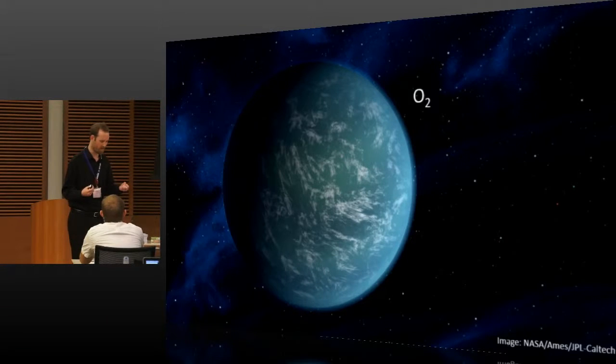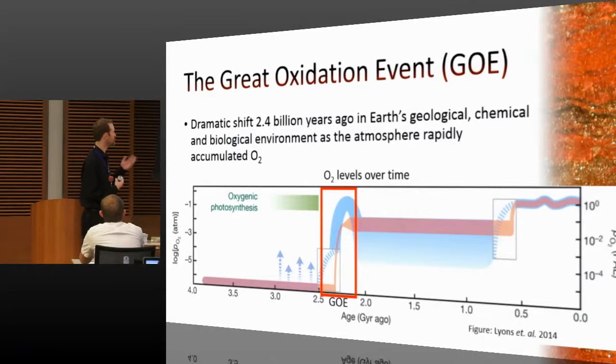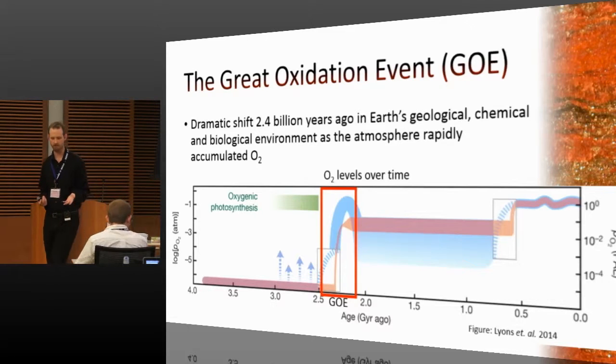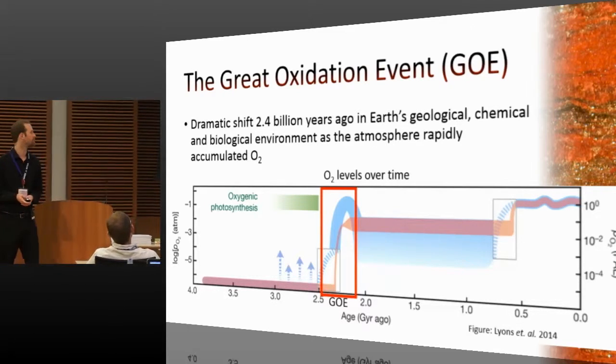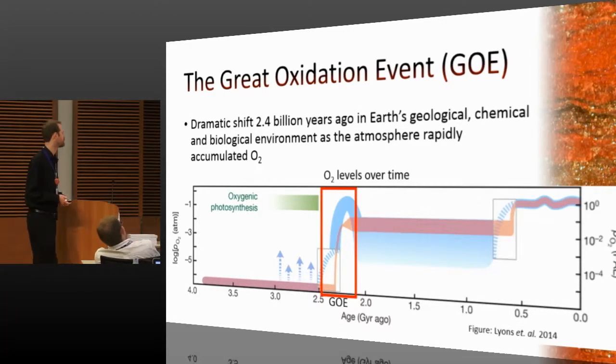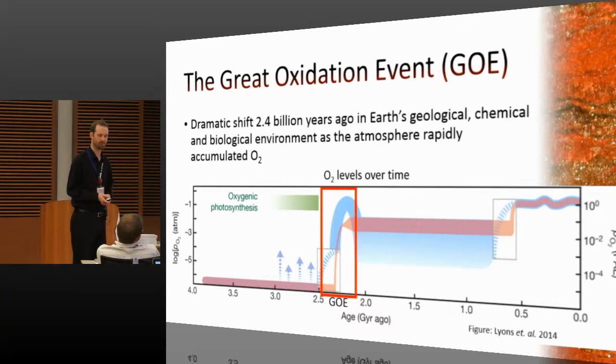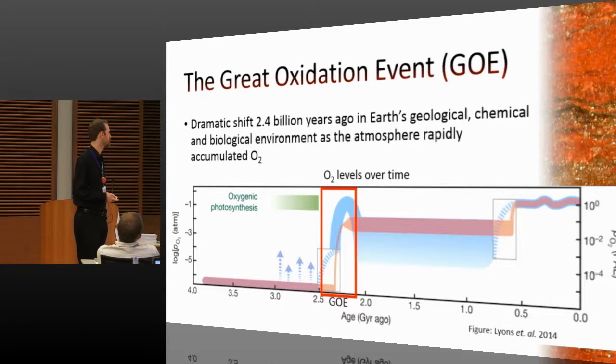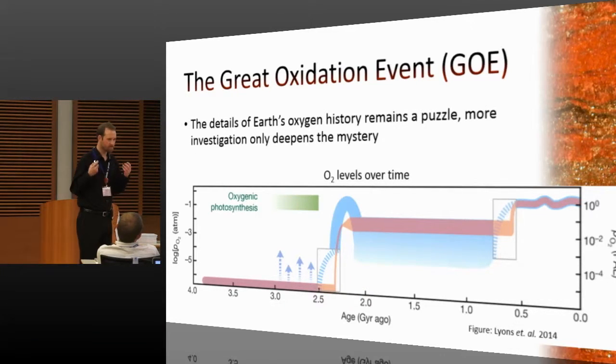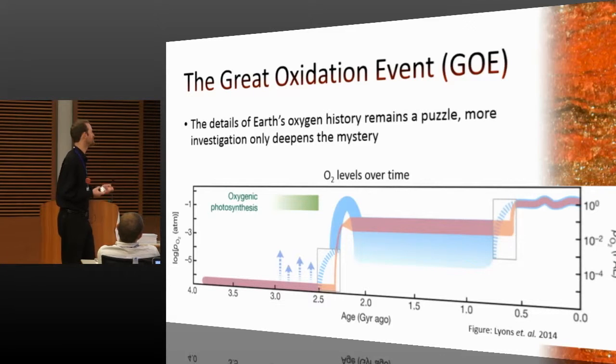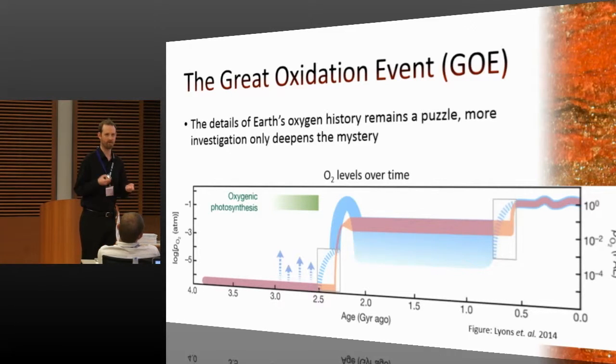So to do that, we look at the Earth, specifically the Great Oxidation Event. About 2.5 billion years ago, Earth's oxygen rose dramatically, and the environment went from neutral to oxidizing. The details of this, though, are kind of puzzling, and the more we find, the more the mystery deepens.